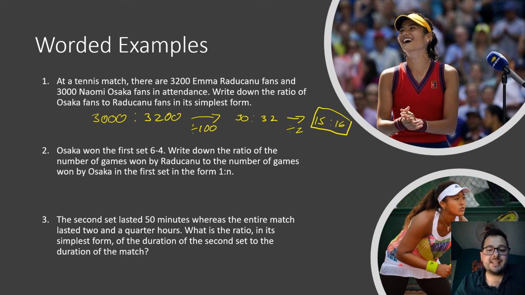All right, number 2. Osaka won the first set 6-4. Write down the ratio of the number of games won by Raducanu to the number of games won by Osaka in the first set in the form of 1 to n. Well, it's Raducanu to Osaka, so if Osaka won 6-4, then Raducanu got 4, so it's 4 to 6. Now we want to turn this into 1 to n. So to get from 4 to 1, we divide by 4. So we want to divide 6 by 4. Half of 6 is 3, and half of 3 is 1.5. So I'll change this n to a 1.5.